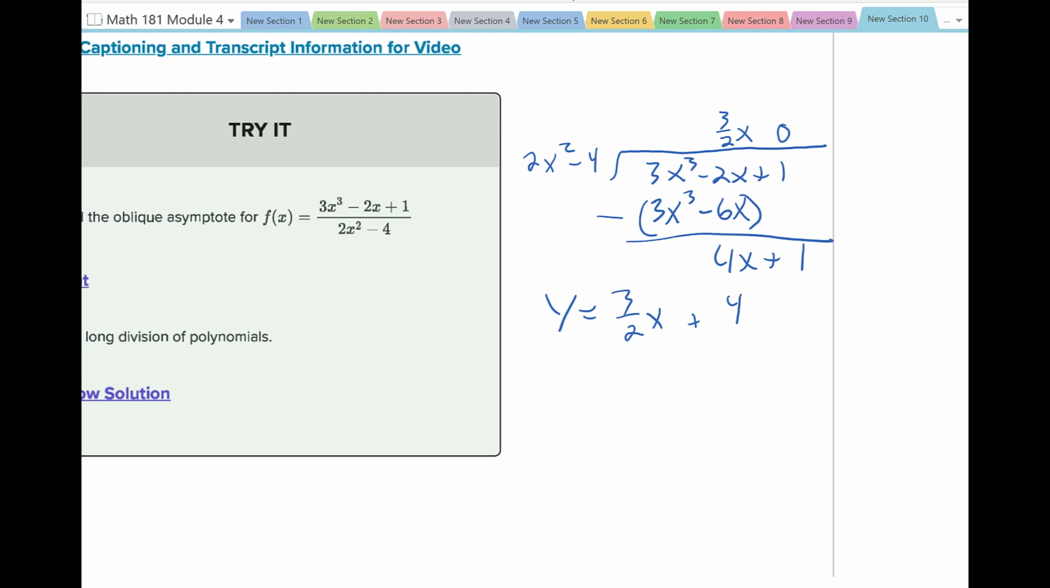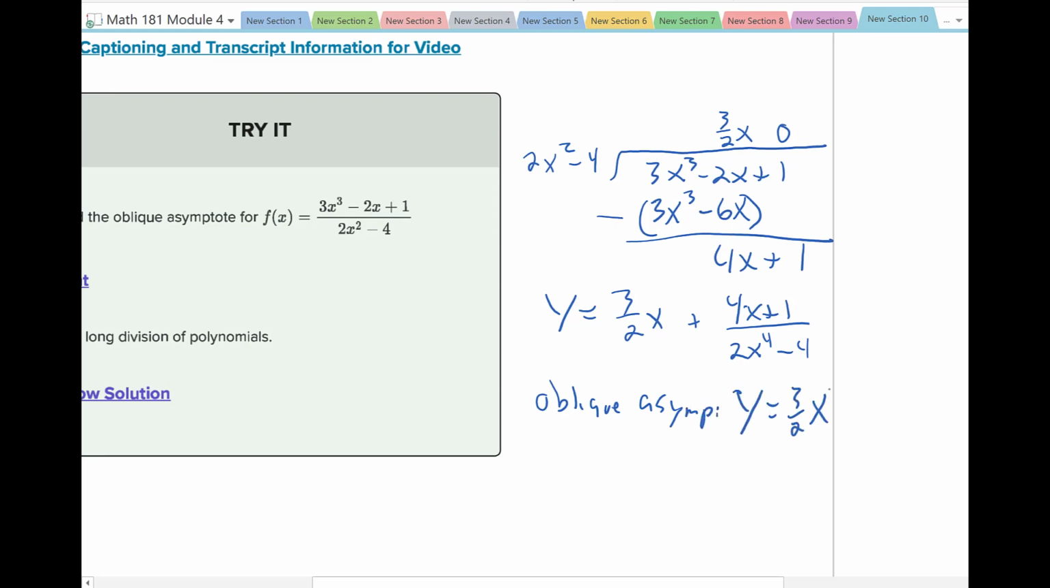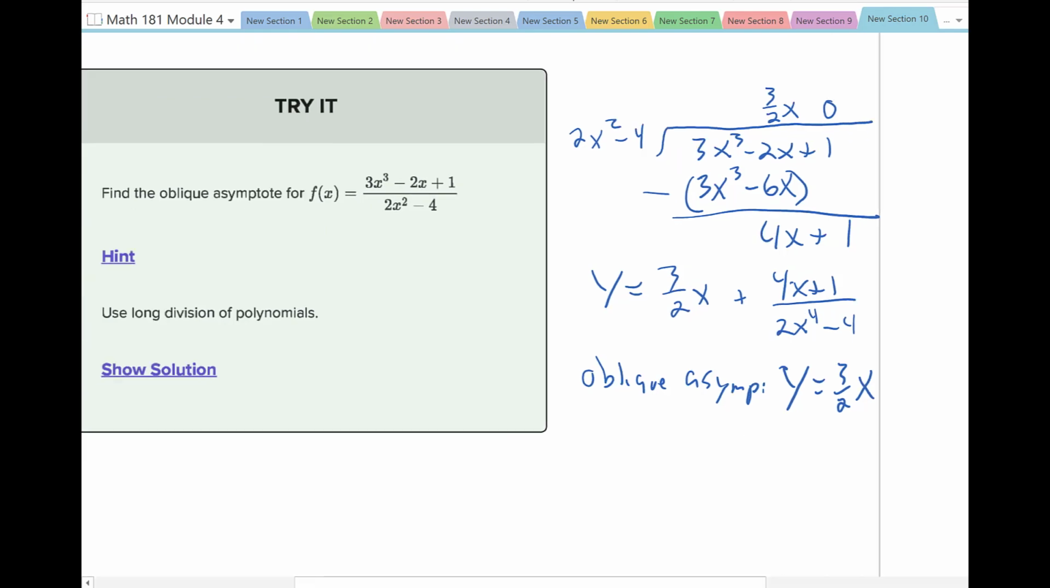So it's going to be 4x plus 1 over 2x to the 4th minus 4. And for all intents and purposes, the oblique or slant asymptote is y equals 3/2 x. Okay. 2 more sketching problems to do. And we get to introduce, actually, one more sketching problem than one where we actually just find the cusp. Okay, moving on.